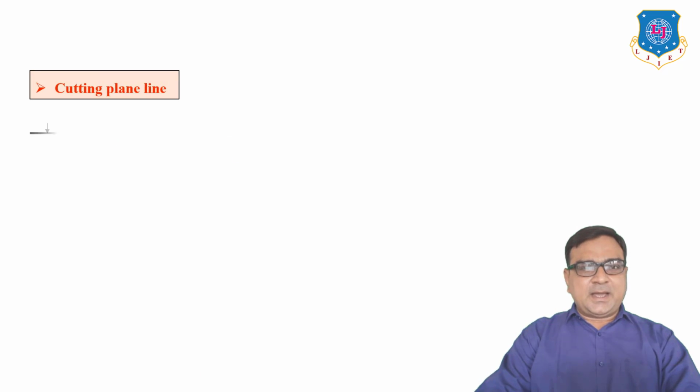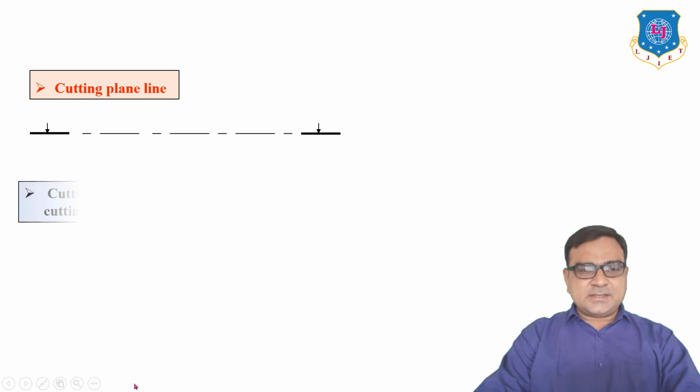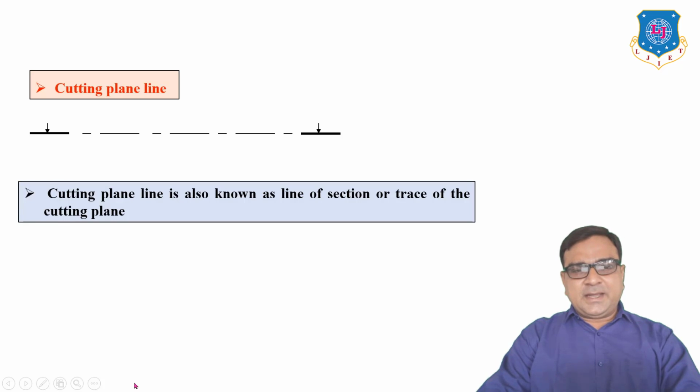Now cutting line. The cutting line is represented like a chain line. Both the ends are thick, and between the ends there is a thin chain line: line, dash, line, dash, line, dash. The cutting plane line is also known as the line of section or trace of the cutting plane.